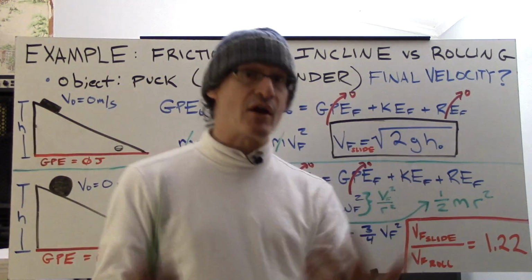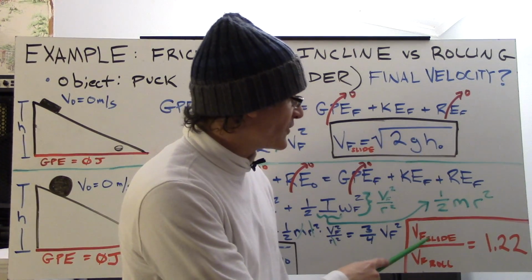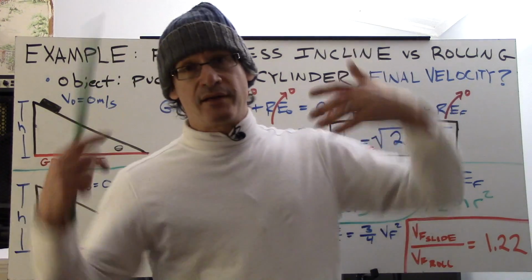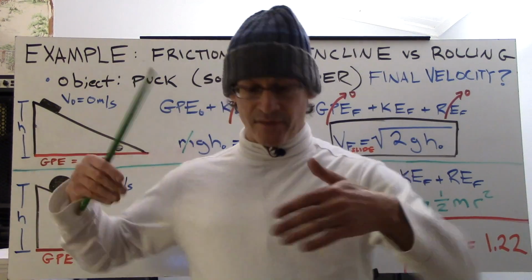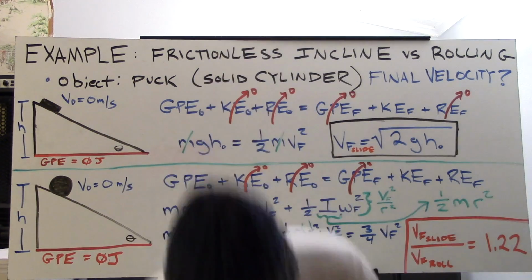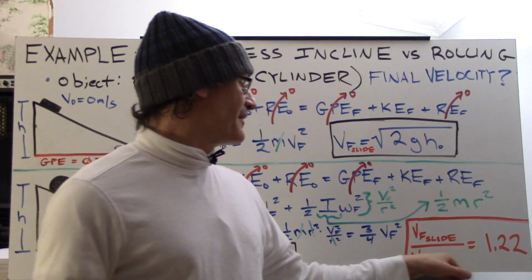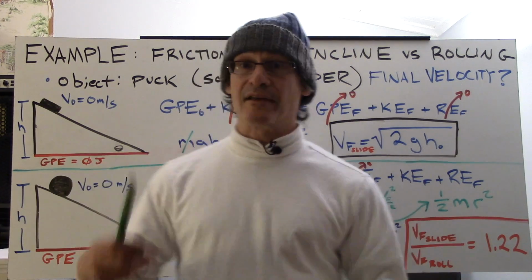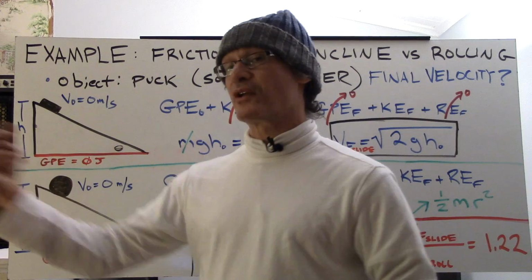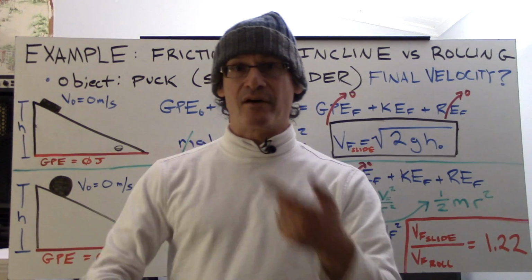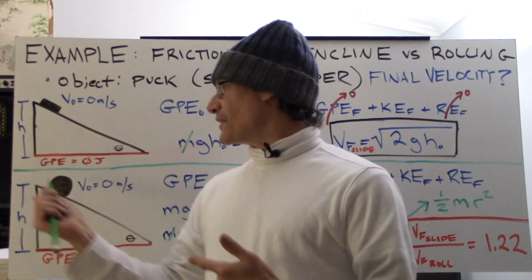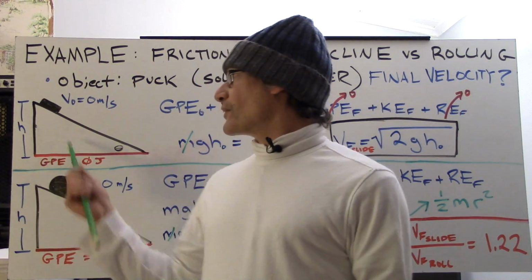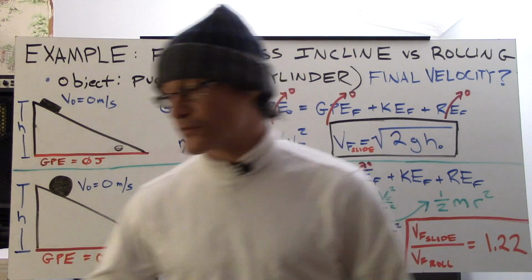So if I took a ratio of these two, v final slide over v final roll, it's about 1.22. So if there's no friction at all here and the puck slides downwards, the velocity will be 1.22 times faster than if a puck were turned on edge and were to roll down this same hill. Have a little bit of friction though. You would need a little bit of friction to get the rolling going, the static friction, but it's the pure roll versus the pure slide. And so that's what it is.